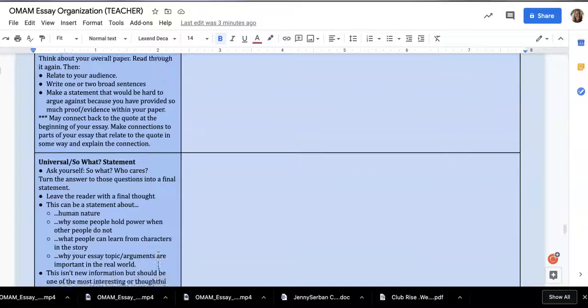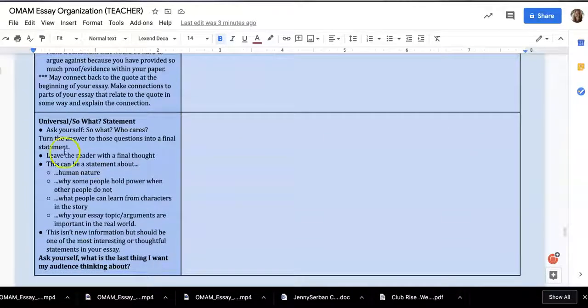And then the last thing you're going to do is make some kind of universal or so what statement. Basically ask yourself, so what? Who cares? And then turn the answer to those questions into a final statement. So if somebody said, who cares? Why did you even write this whole essay? Your answer to that will be what this final statement is.